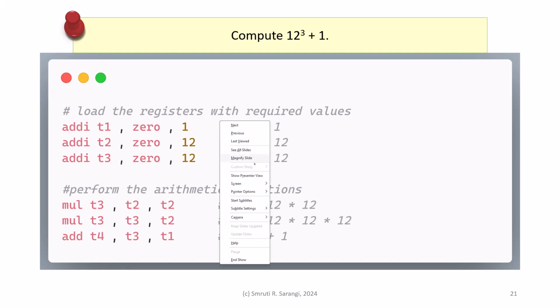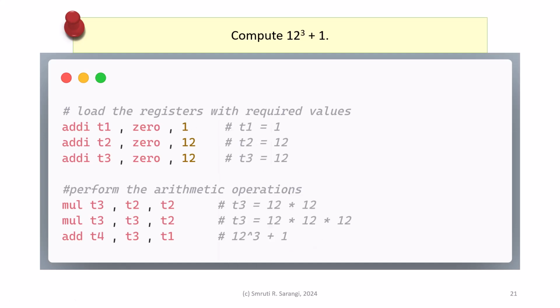So in this case, what we do, we have already seen the same script playing several times. So we load 1 in T1, 12 in T2, 12 in T3. So what we do is we set T3 as T2 times T2. So in hindsight, this line was not required, so I'll delete that.